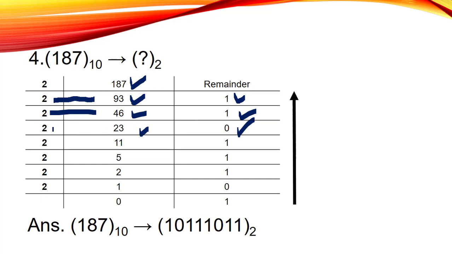Then in the next step, again you have to divide this 23 by 2. Your result will be 11, and the remainder will be 1. Again you have to divide this 11 by 2. The result will be 5, and it will lead you to a remainder of 1. Then you have to divide this 5 by 2. It will give you a remainder of 1 and a result of 0.